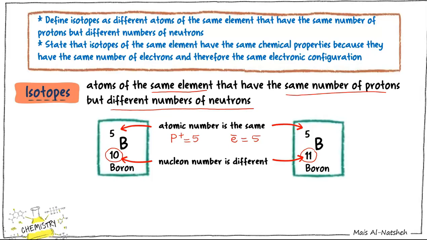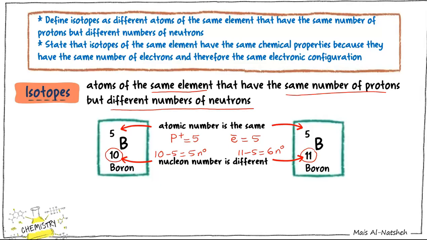So if you are looking for the number of neutrons for the first isotope, you will say 10 minus 5, that equals 5 neutrons. For the second isotope, you will say 11 minus 5, that equals 6 neutrons. So there is a slight difference in masses between these two atoms. That difference will lead to a difference in the physical properties that are related to masses.